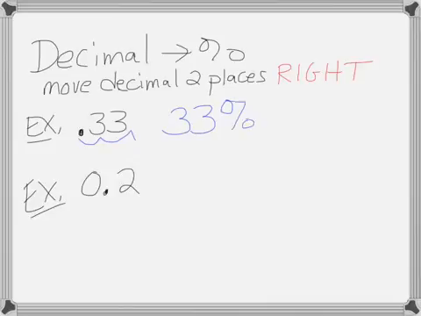The second example, 0.2 changed to a percent. Move the decimal 2 places to the right, so there's 1, and I don't have any more digits to go to. So we fill in zeros if we're missing places. So moving the decimal 2 places to the right, we end up with 20%.